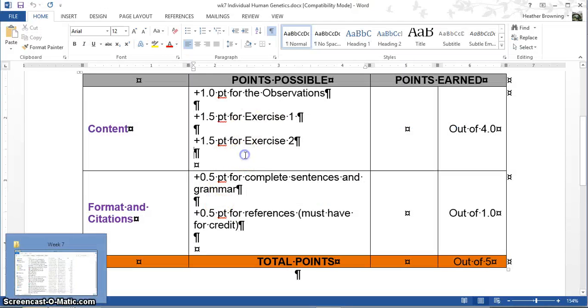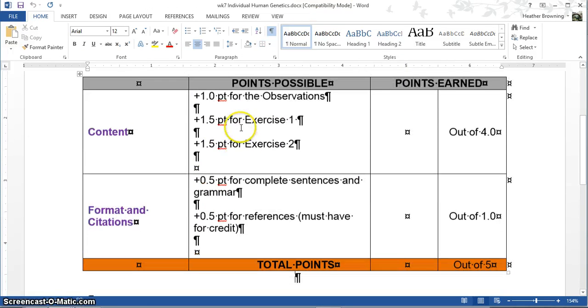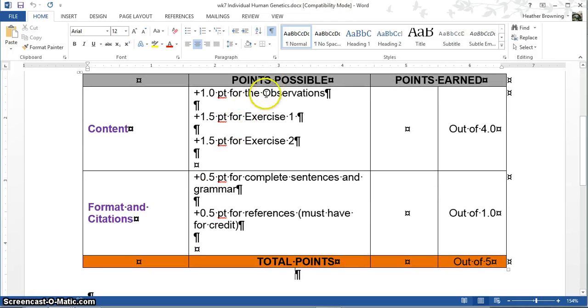Right, so this one only has 2 exercises, which makes me really happy. 2 exercises and observations. So observations are going to be worth a point because there's a lot of them. Hopefully we can share to get that done. And then complete sentences, and it looks like you have to have references, which makes me very happy.